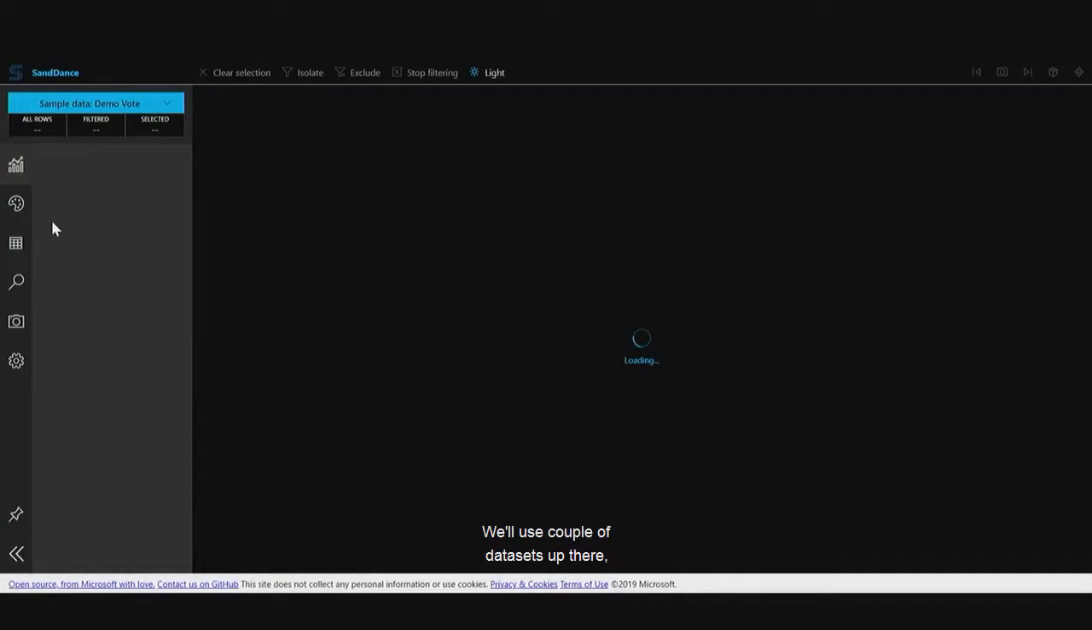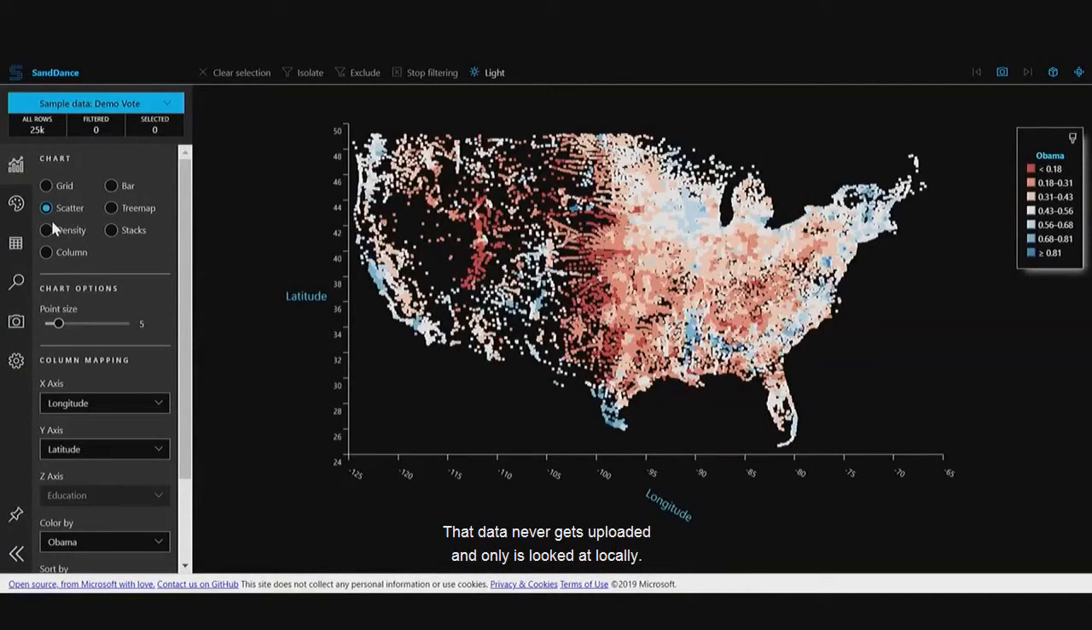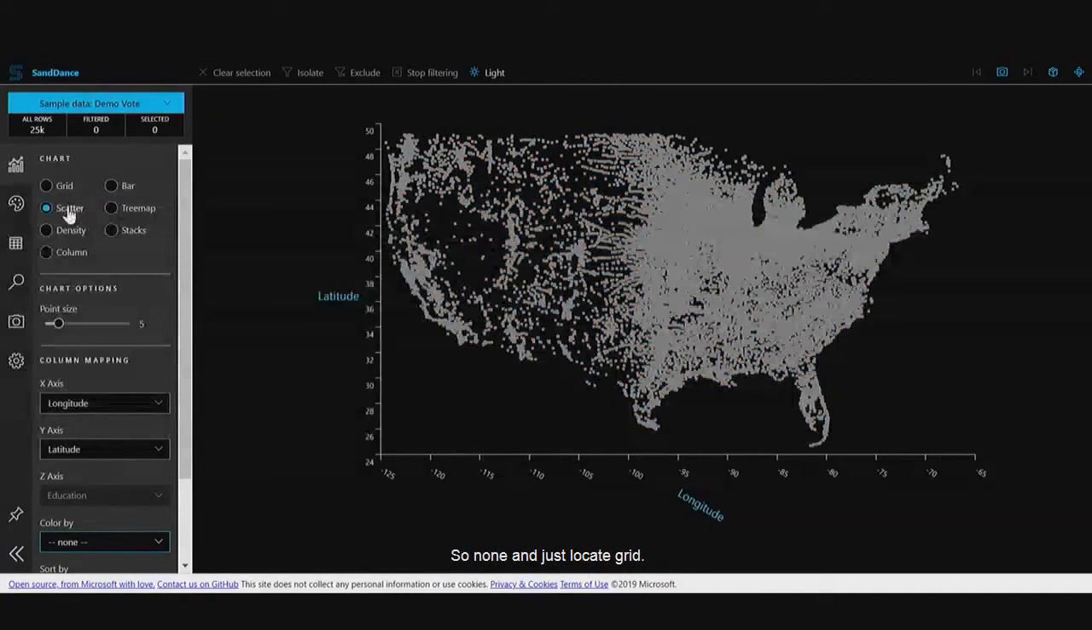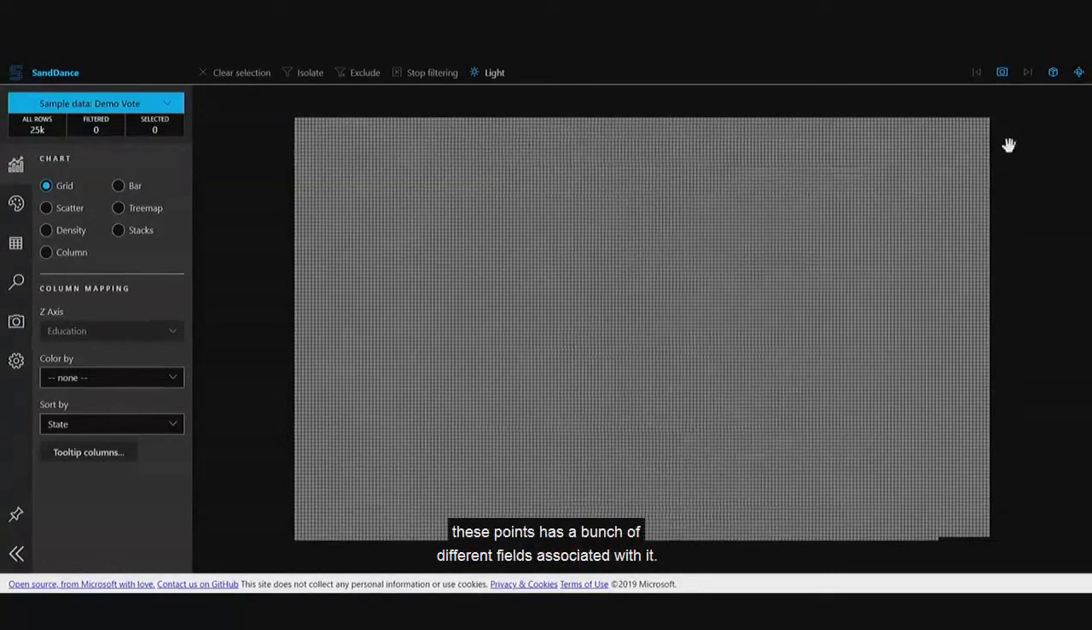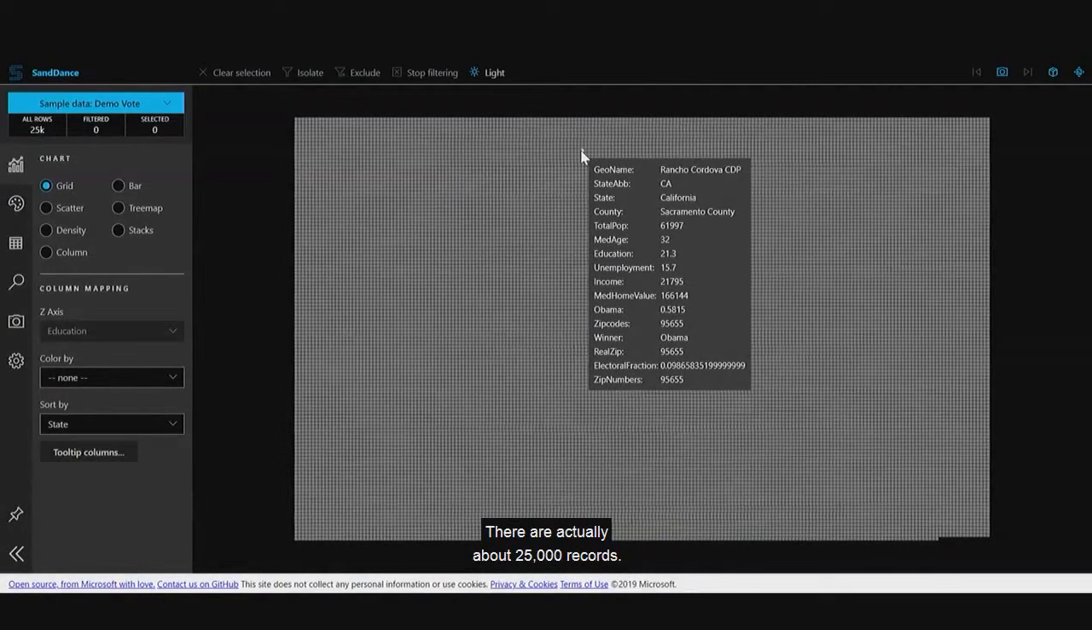And that data never gets uploaded. It's only looked at locally, so you can try out data and it's completely private. It never gets uploaded anywhere. So let me set this up so that I'm not showing color. So none, and just look at your grid. This first data set is some demographic data. It also has some voting data, but we're not going to go into any of the voting data, where every single one of these points has a bunch of different fields associated with it. There are about 25,000 records, and each of these records is kind of like a county.